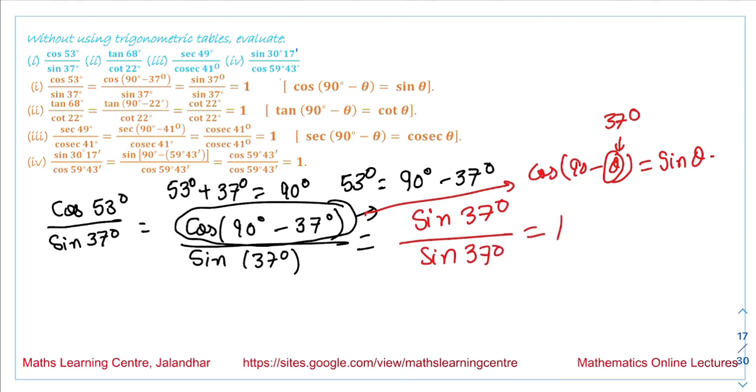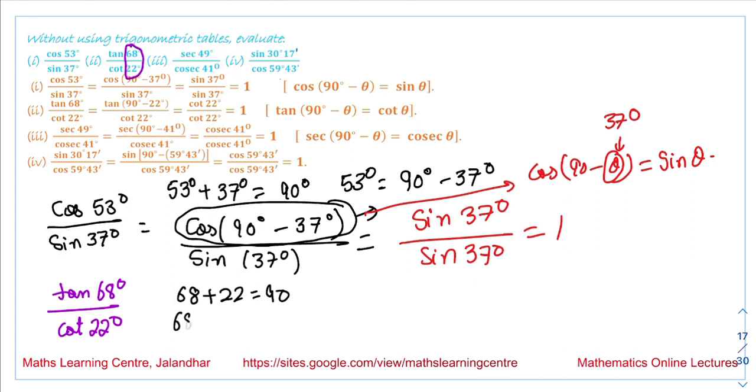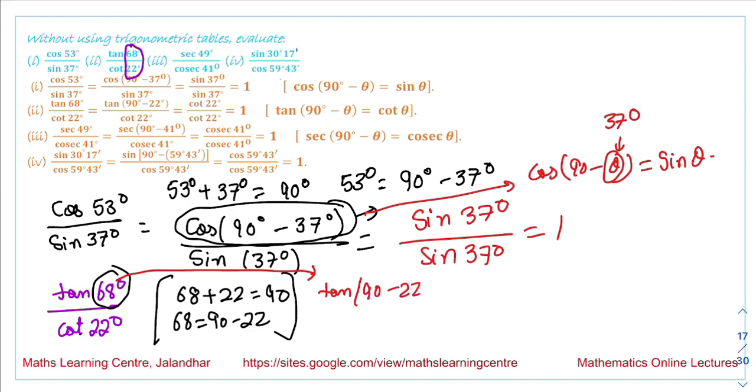In the second case, both these angles are again complementary angles, so it is tan of 68 degrees over cot of 22 degrees. We have to solve this. 68 plus 22 is equal to 90, so 68 is equal to 90 minus 22. In place of 68, we can write tan of 90 minus 22 over cot of 22 degrees.